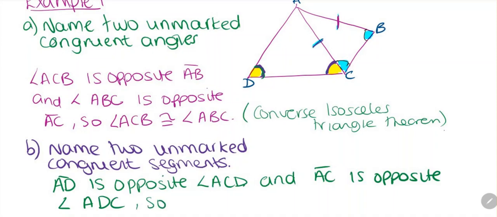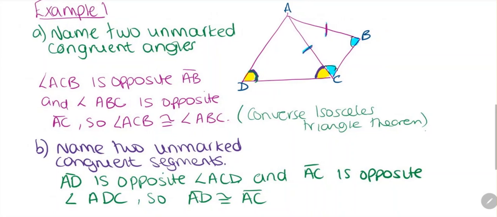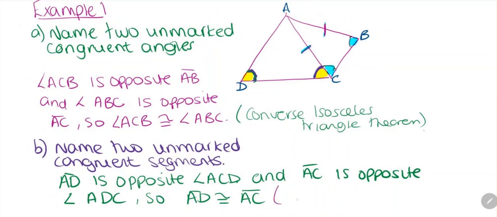So the segment AD must be congruent to the segment AC, and this is the isosceles triangle theorem.